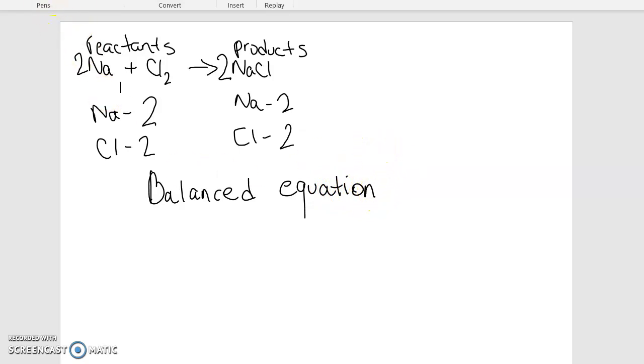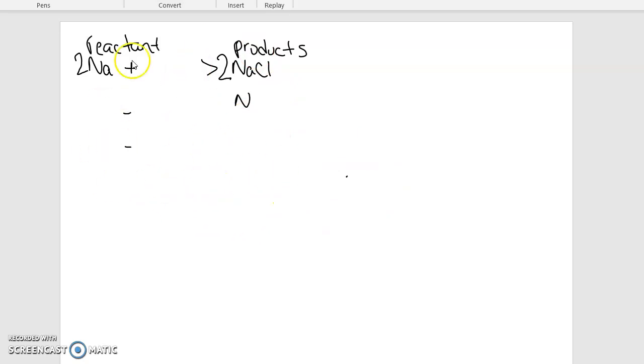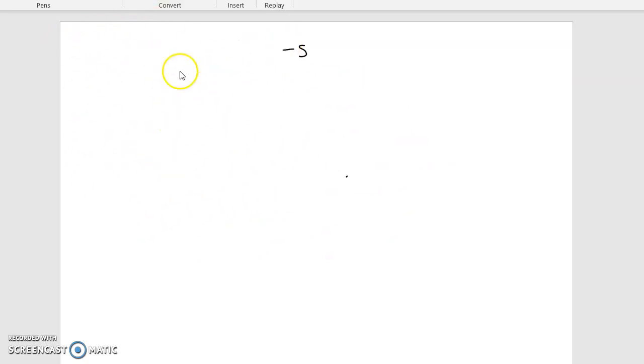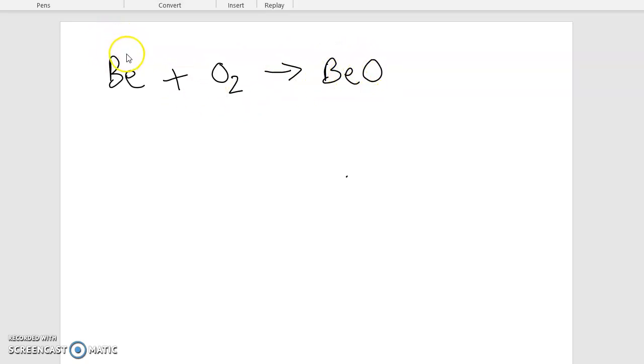Okay, now let's look at another one. Okay, let's say that we have beryllium plus oxygen yields beryllium oxide. Okay, because this is a +2, this is a -2. If we crisscross, but we always pick the least common multiple, and they both are 2, so we can just put one of them on each side.